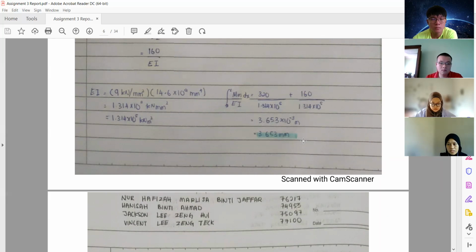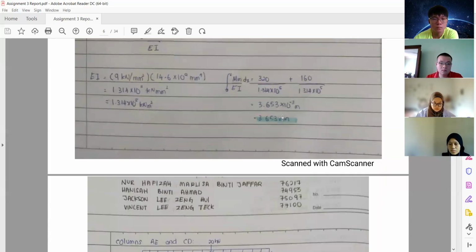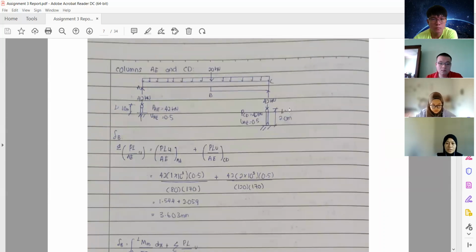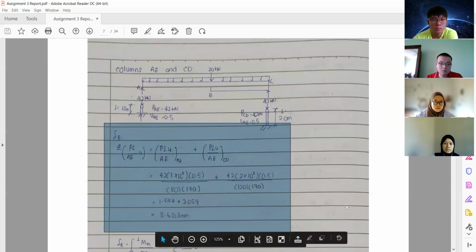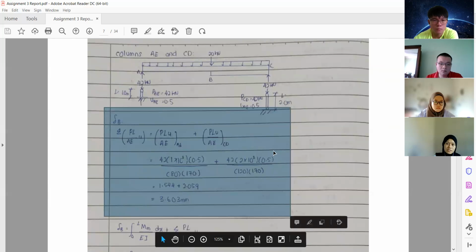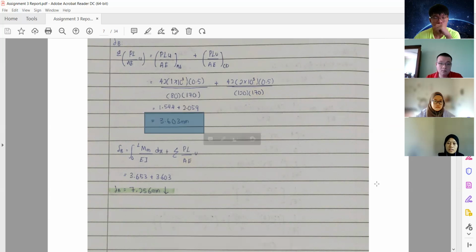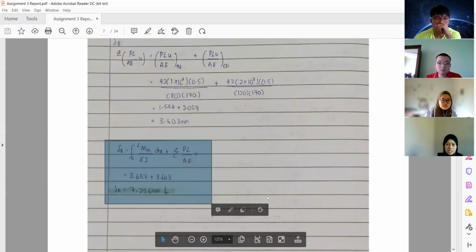Hence, we find the deflection for the beam. Since we also have the pin, for the pin we use the summation of P force times L over AE times U force, and we get 3.603 for the pin. We add everything together and get the deflection at B of 7.256 millimeters.